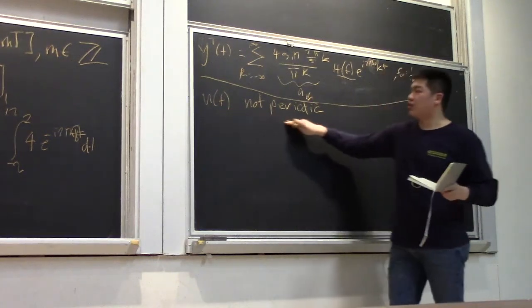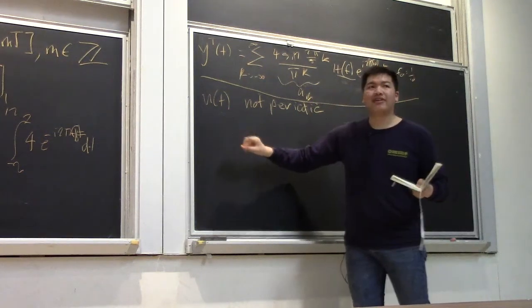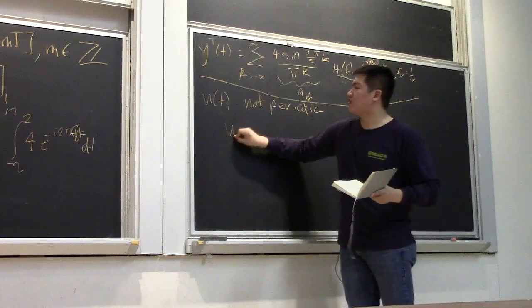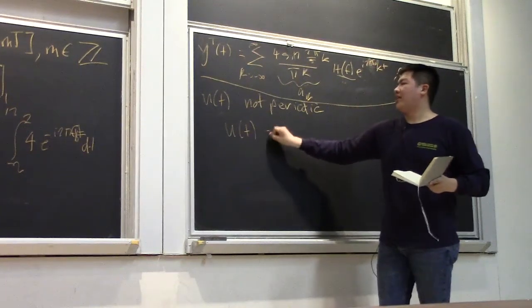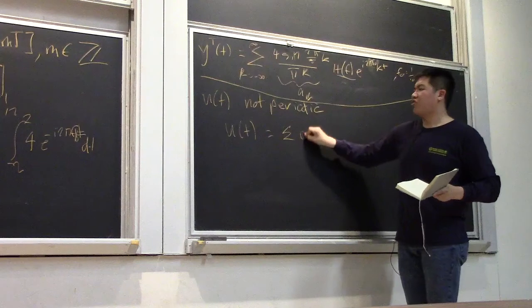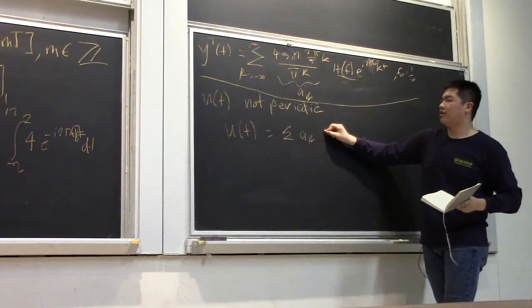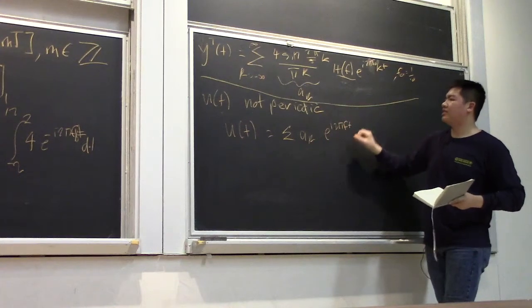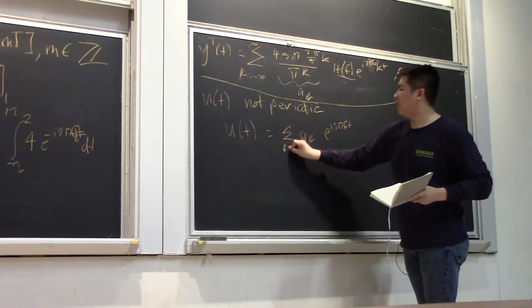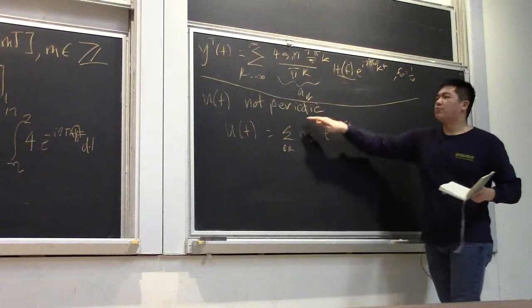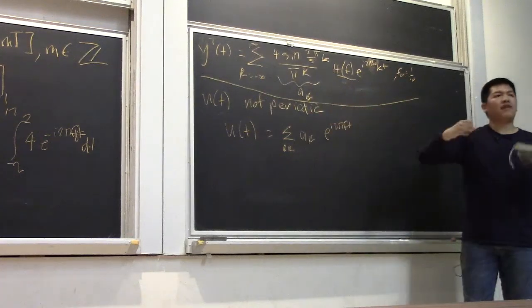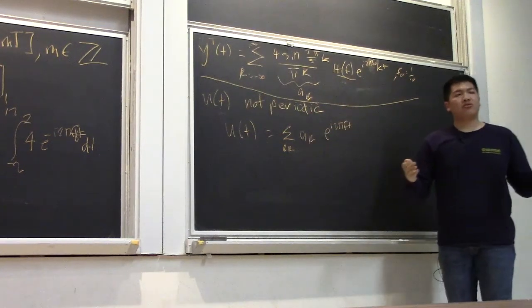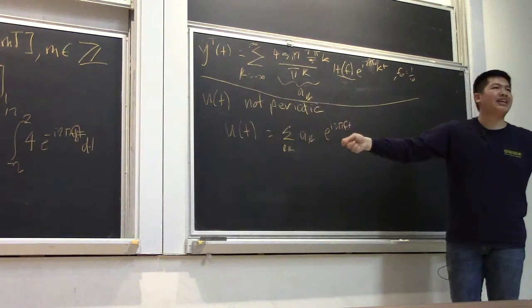If a particular u of t is not periodic, and you want to write u of t as a sum of constants times e to the I 2 pi ft's for all values, but this u of t doesn't have a fundamental period. Technically, its fundamental period is infinity.